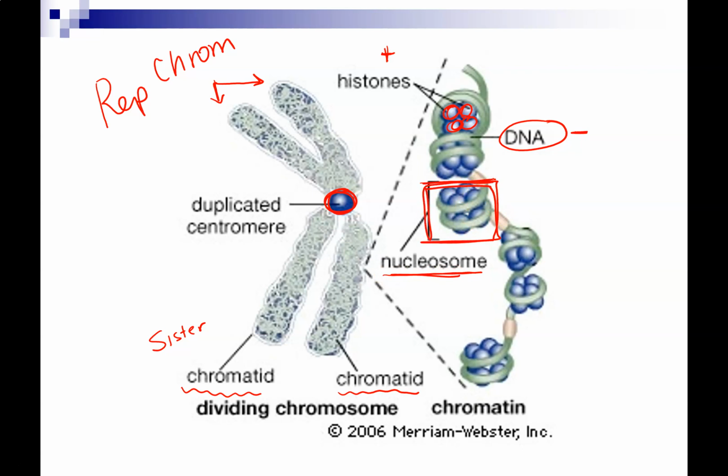So this is a very detailed picture, but when I draw a chromosome, I draw it like that. So if you see my picture like that, it's supposed to be that. Again, it's just a simple way to do it.